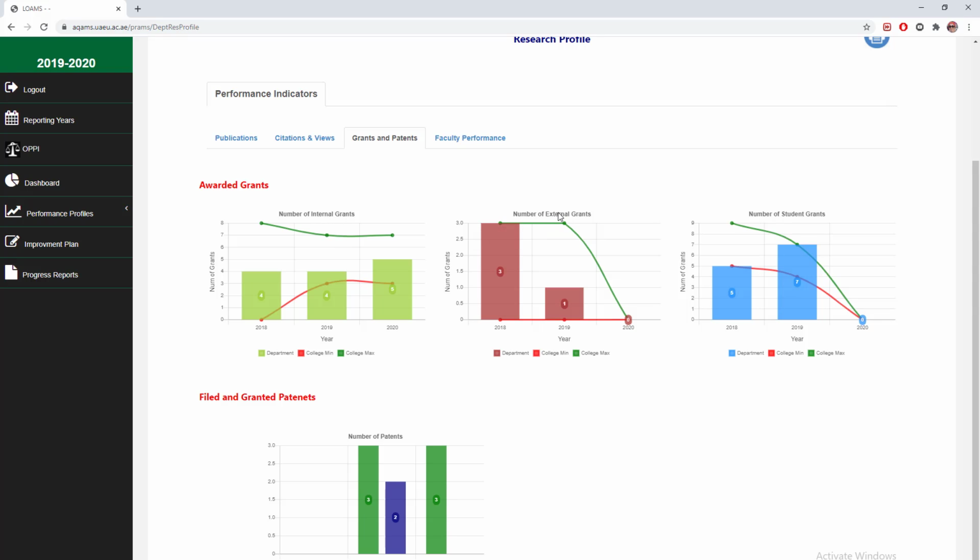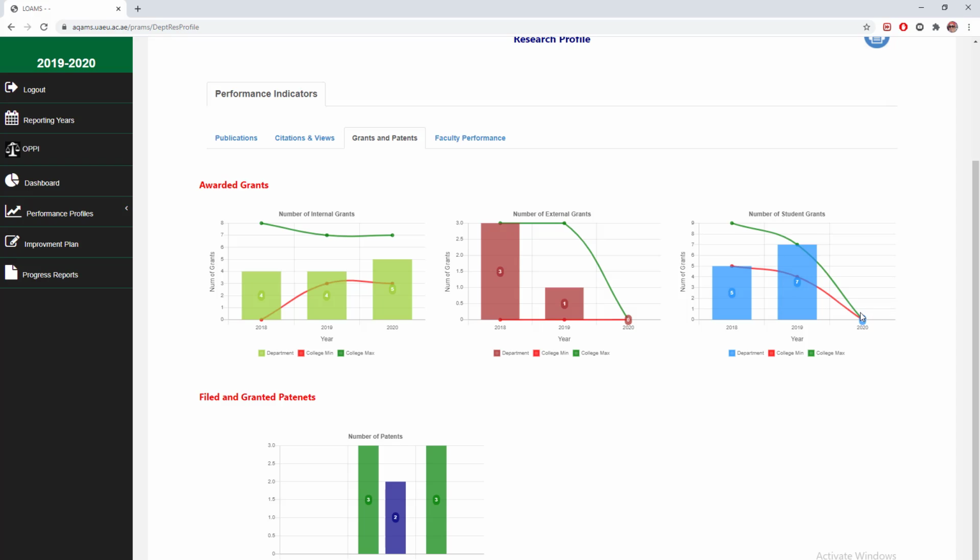Third tab here we have the grants and patents, and here is the number for the department, college maximum, and minimum for the internal grants, external grants, and student grants. So we can see that the department had 4 internal grants in 2018, 4 in 2019, and 5 in 2020. And the college maximum was 8, 7, and 7. And for externals, the department had 3 external grants in 2018, 1 external grant in 2019, and 0 in 2020.